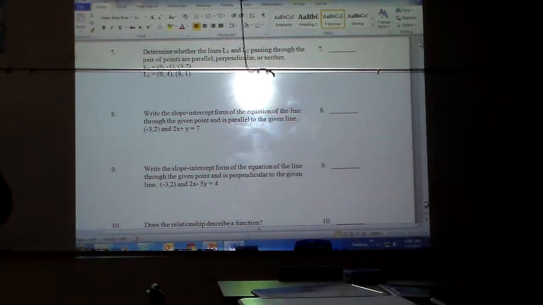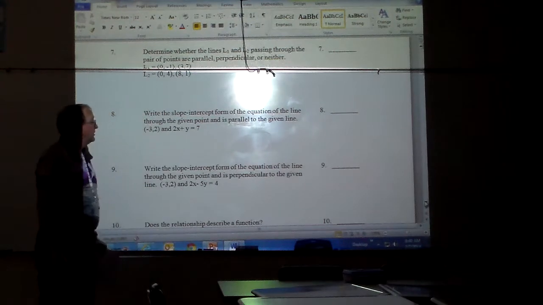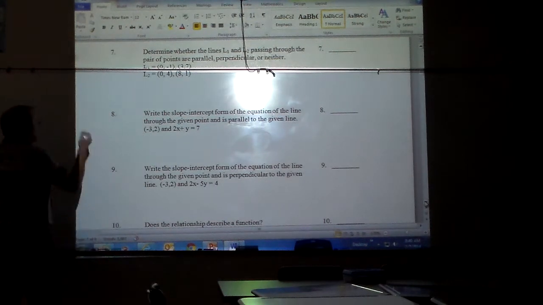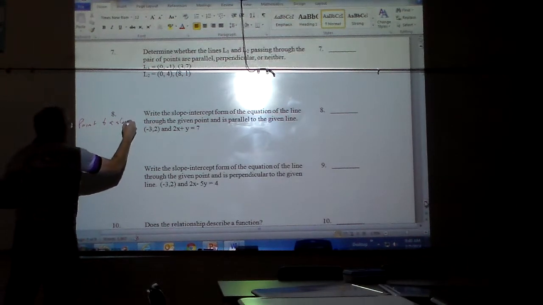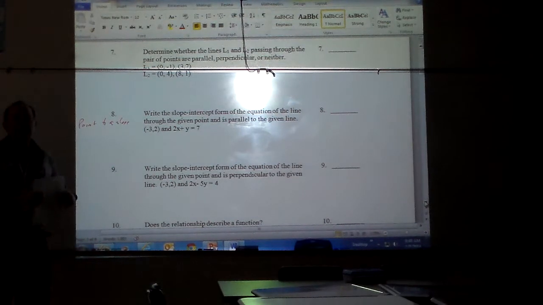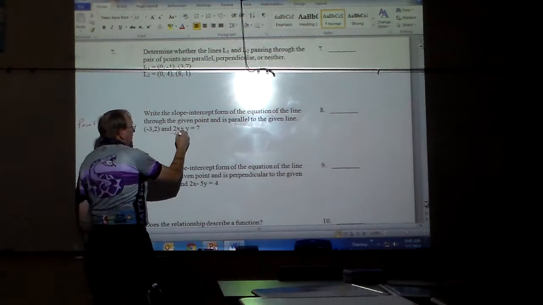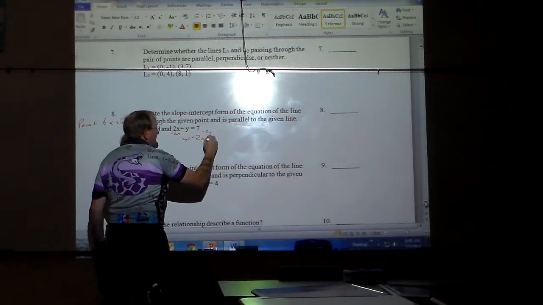All right. We're going to find some equations of a line. In order to do that, we have to have the following: a point and a slope. Well, they gave us a point right here on number 8, but they did not give us a slope, but they gave us the information to find the slope. Probably the easiest way to find this would just be to subtract the 2x from each side. So you have y equals negative 2x plus 7.